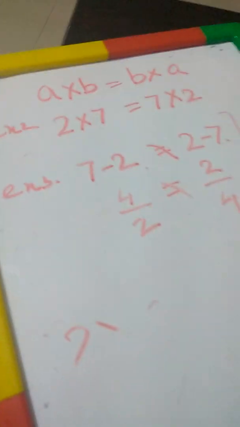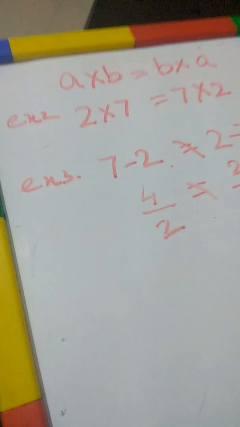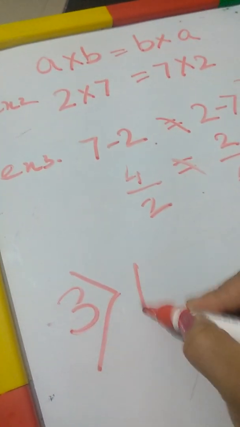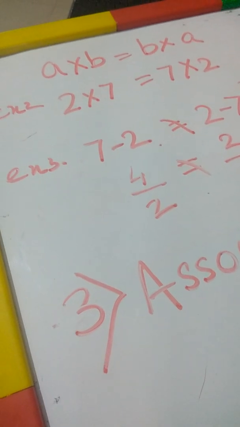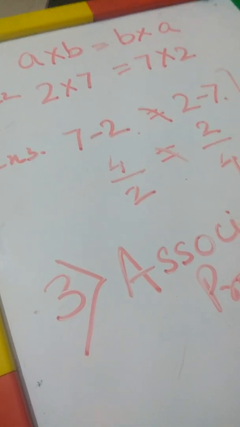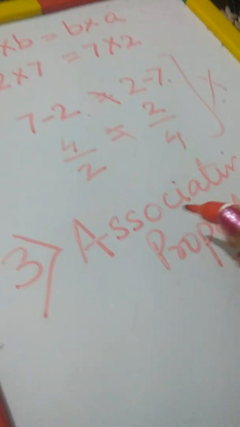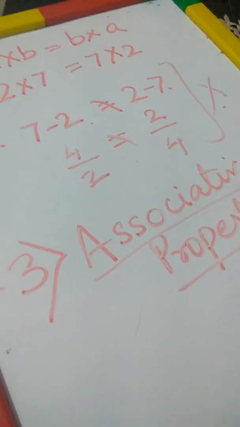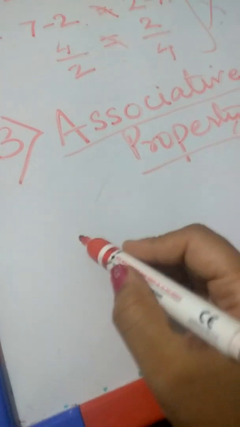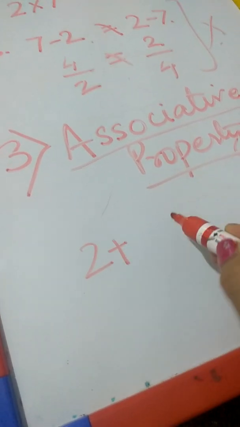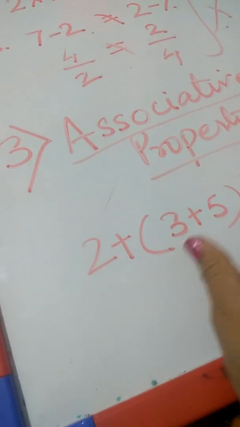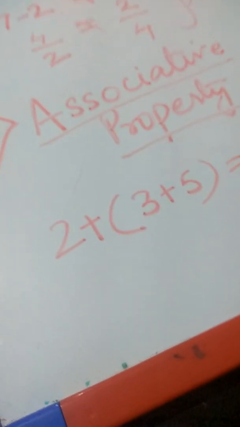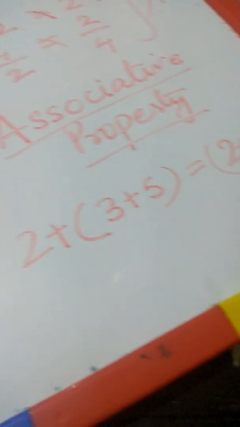Now after this we will study the third property, which is called the associative property. Associative property is similar to commutative property. Only thing is, it will have three numbers. That is, if I add these two numbers and the sum is added to this number, it will be the same as first two numbers added and the sum added to third number.